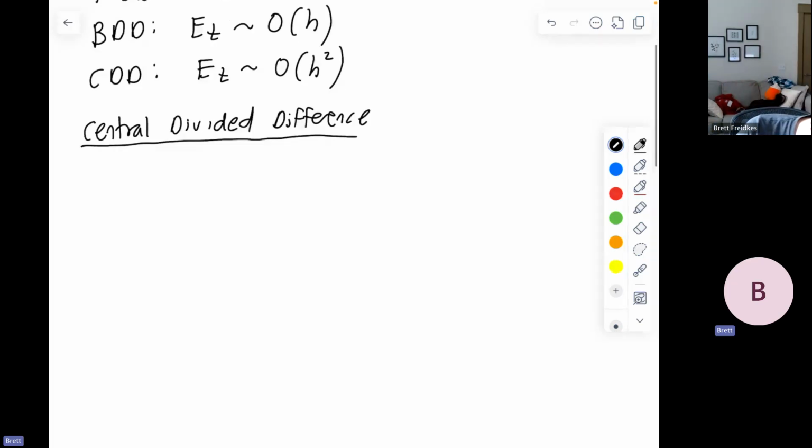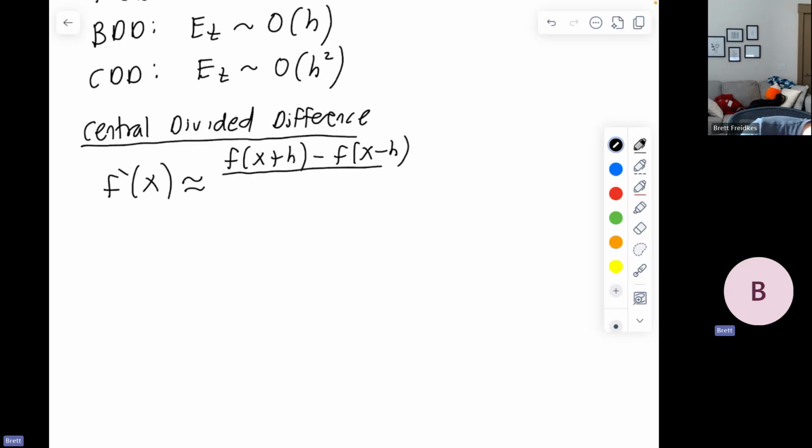So let's remind ourselves of central divided difference. We know that our derivative at some point x is approximately equal to the function value at some point further ahead minus the function value at some point behind, divided by 2h. And that's essentially finding the slope of the secant line between a point before our point of interest and after our point of interest.